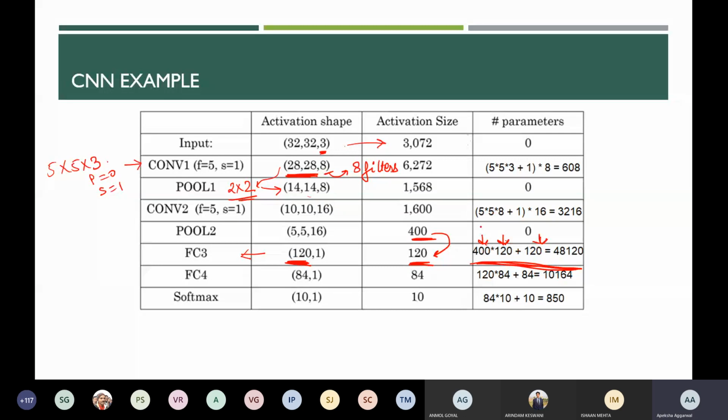This is your number of parameters. In the previous layers, you have seen that the number of parameters was the size of your filter, 5 cross 5 cross 3, and then this is your bias. The filter is your weights, so this is the number of weights that you have. This is your bias, and this is the number of filters you have. If you have 8 filters, you have to learn 8 weight matrices. So this is the overall idea.